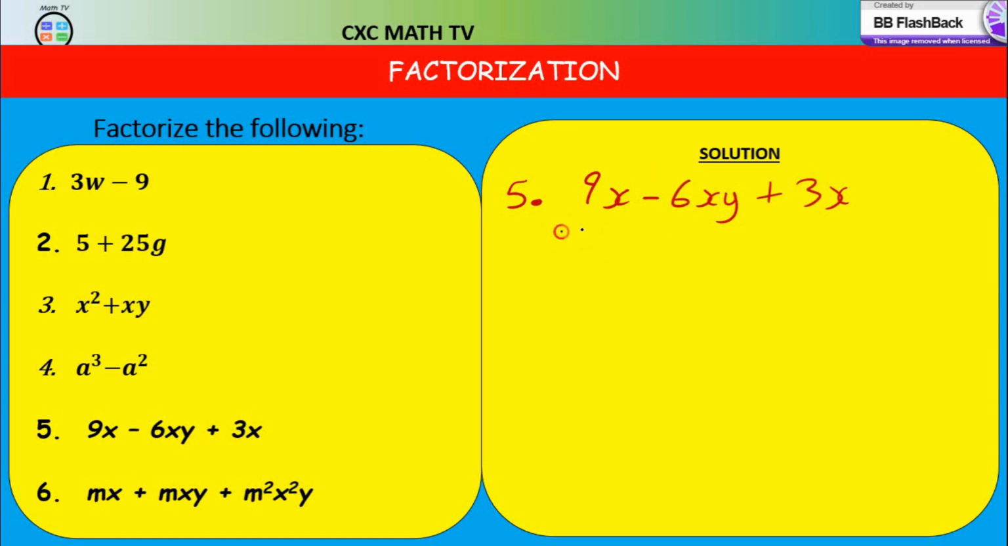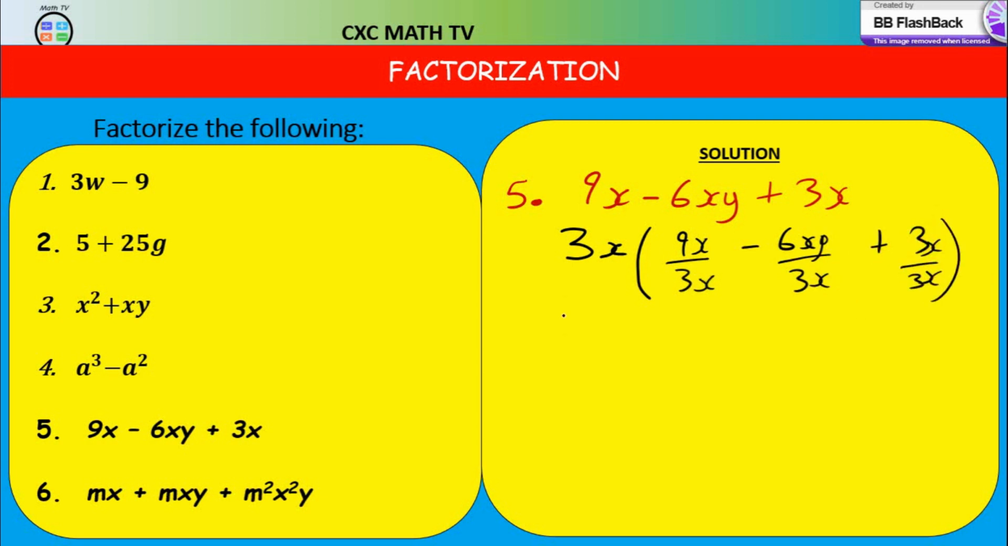So the highest common factor has to be 3, but with an x on it, since all 3 terms have an x. Now we can divide 9x by 3x. We can then divide 6xy by 3x. We can also divide 3x by the highest common factor of 3x. So this leaves 3x in bracket.